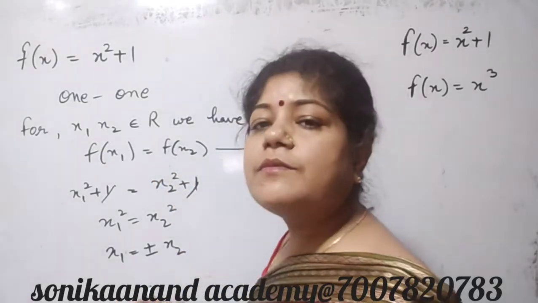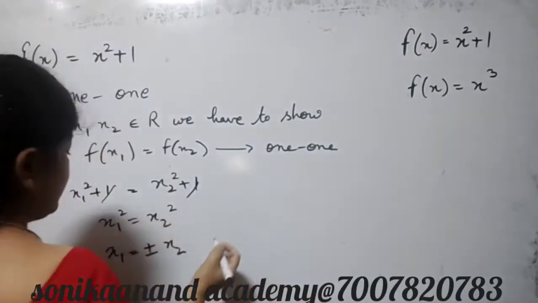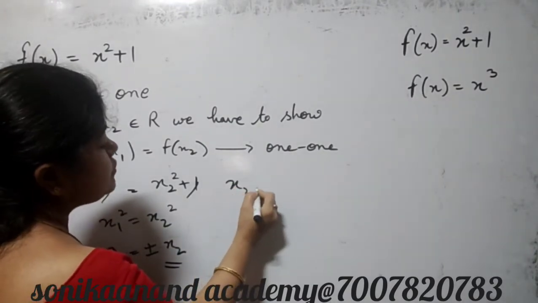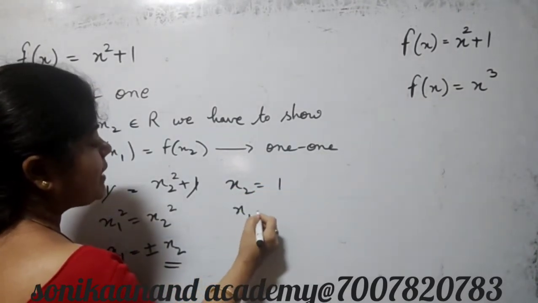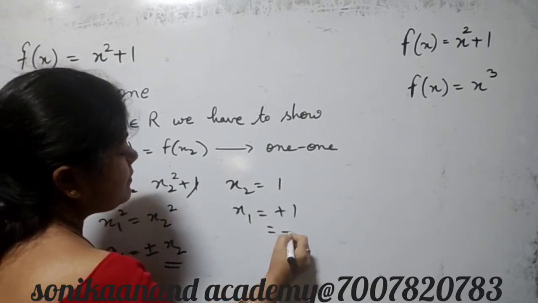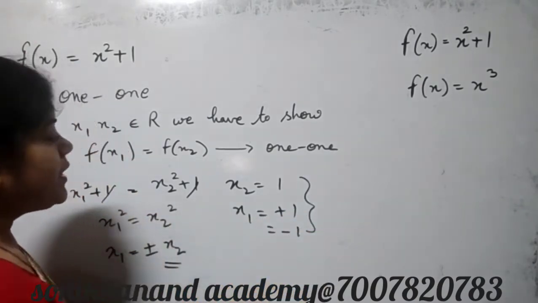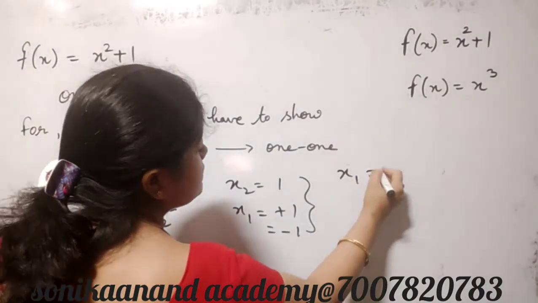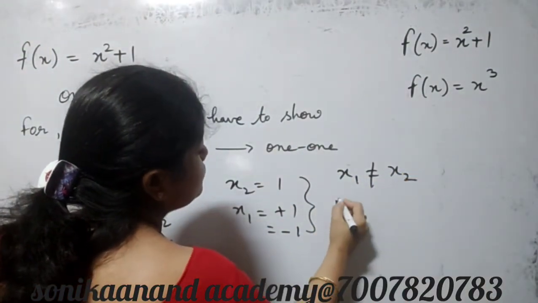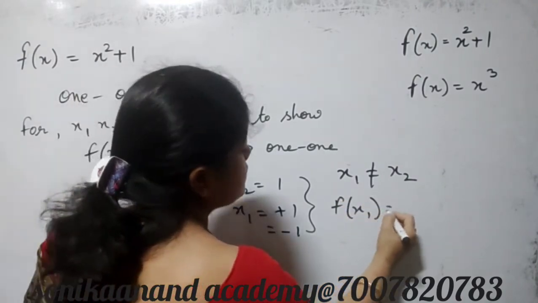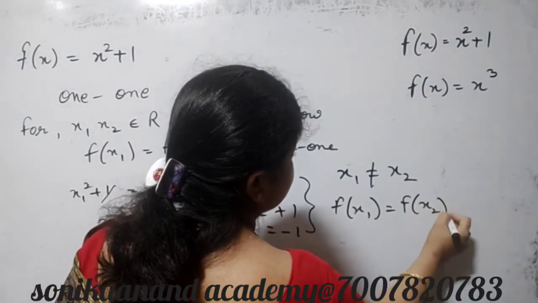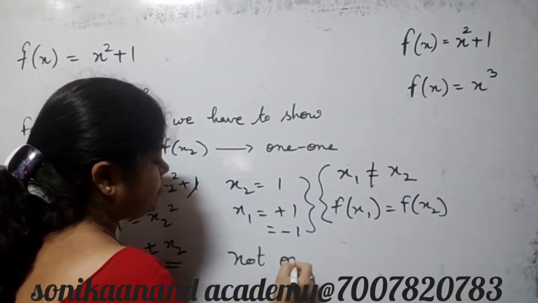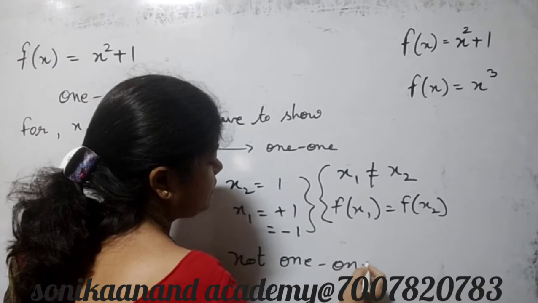That means, what does it mean? For every value of x2, let it be x2 is equal to 1, then the value of x may be plus 1, may be minus 1. So from here, we conclude that x1 is not equal to x2 even if f(x1) is equal to f(x2). So it is not 1-1.